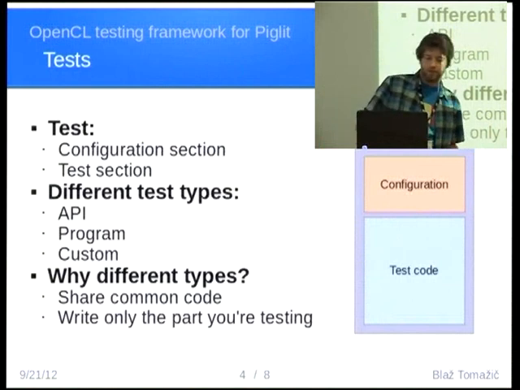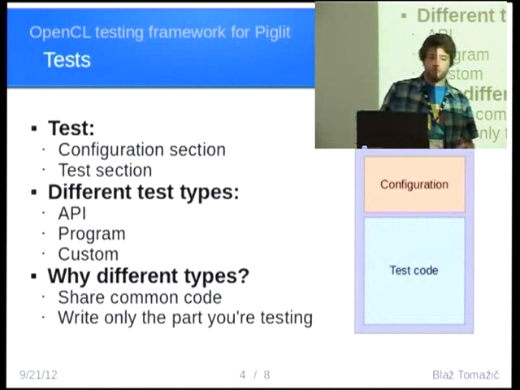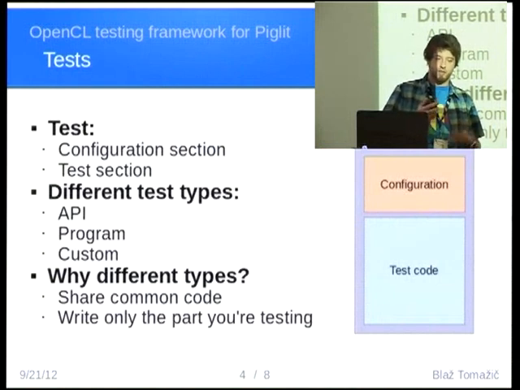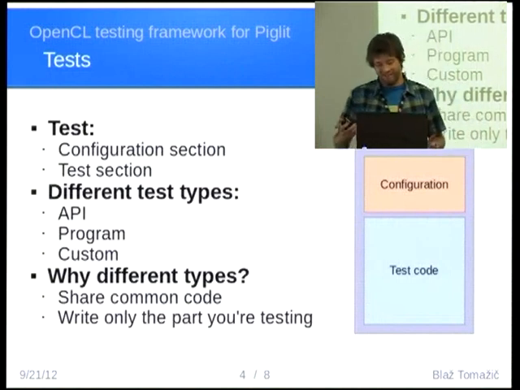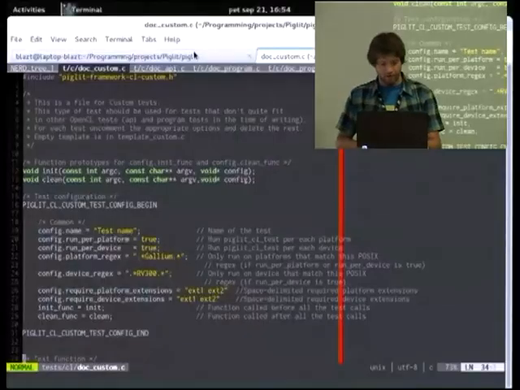So why different test types? Because you can share more common code in, for example, program types between each test, and the API type. So, as I said, you write only the parts you're testing.